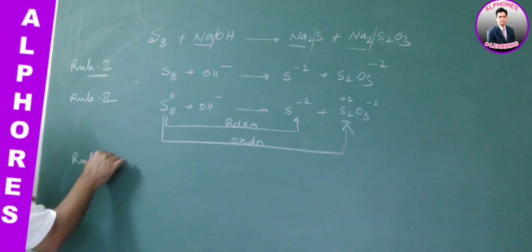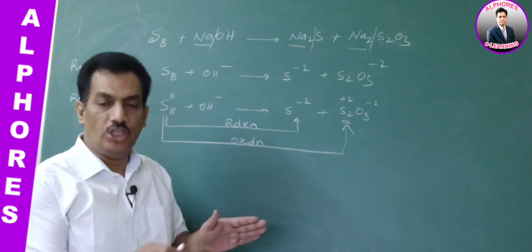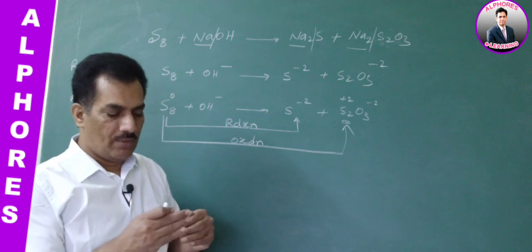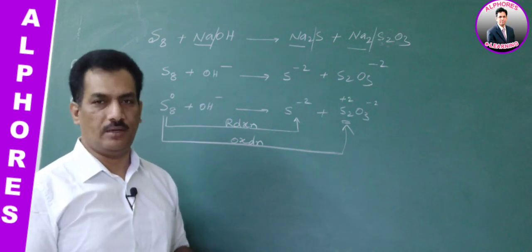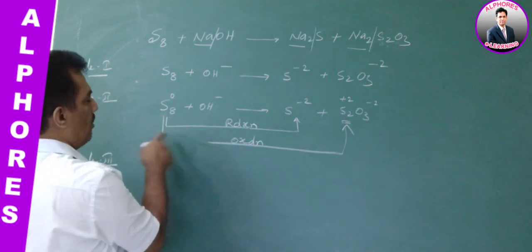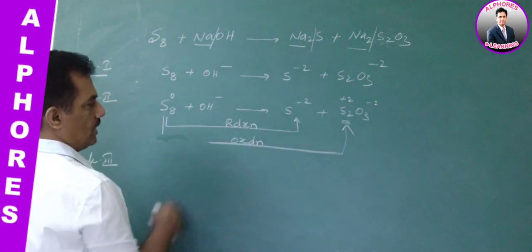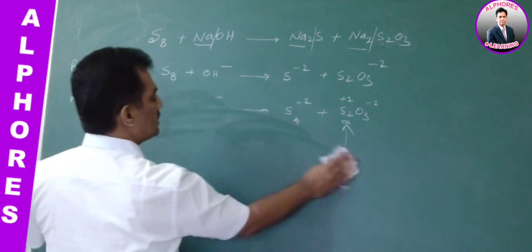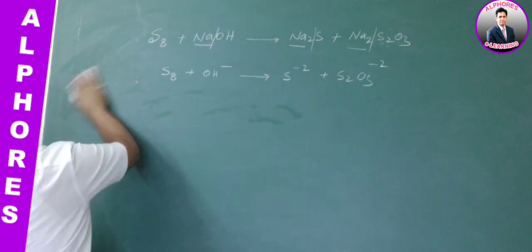Now rule 3. As per rule 3, we have to balance the two half reactions separately, individually, by following three steps. Let us move to the third rule. Remember, the oxidation reaction is S8 giving S2O3 2 minus, and the reduction is S8 giving S 2 minus. Now let us follow rule number 3 to balance the two half reactions.